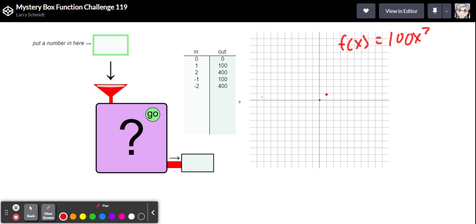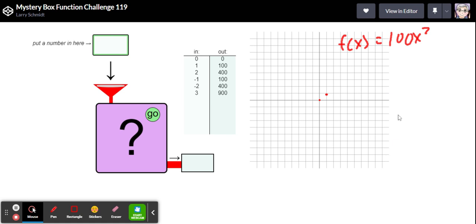But let's double check that this works. If I put in a 2, 2 squared would be 4 times 100 is 400. Same with a -2. You square that, you get a +4 times 100, you get 400. We can even predict if we put in a 3, for example. 3 squared would be 9. So then times 100 would be 900. So if I put in 3, I should get 900. Yeah, and there it is.